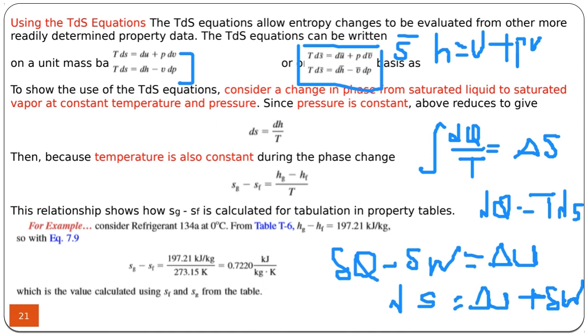By looking at this, if pressure is constant, then dP is going to be 0. In this case, the entropy change when the pressure is constant is just dH over T. And it happens actually during the condensation or vaporization. Remember that in the condensation and in vaporization, the temperature is constant.